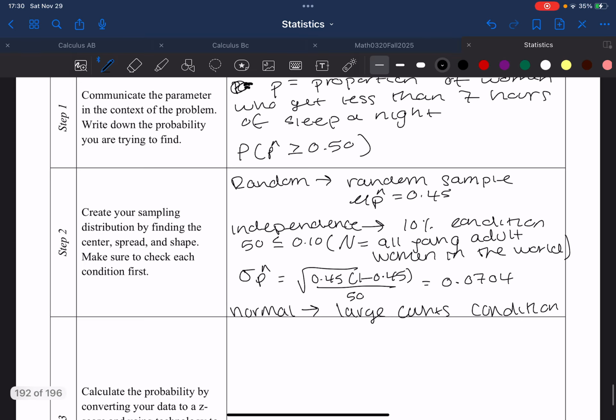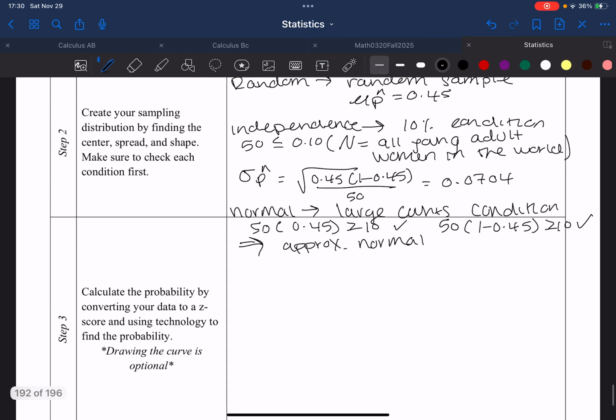And remember, in the large counts condition, we have to prove that n times p is greater than or equal to 10, and n times 1 minus p is greater than or equal to 10. So we have 50 times 0.45 is greater than or equal to 10. Well, that's good, because about 50% of 50 is 25, and 25 is greater than 10. And then 50 times 1 minus 0.45 is greater than or equal to 10, which is also good. So because of this, we can assume that it's approximately normal.